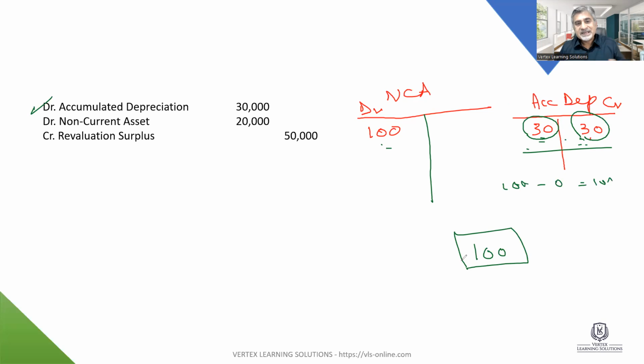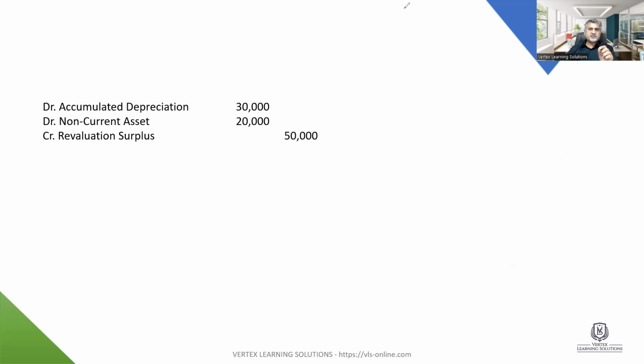It is new. Now I make a difference between this 50 and 30, which is 20. That I make a debit to non-current asset. And then I say credit revaluation surplus. So this is the process of creating the double entry. Step number 1, record the revaluation gain with a credit. Step number 2, reverse all of the accumulated depreciation. Step number 3, the difference of these two is charged to the non-current asset.